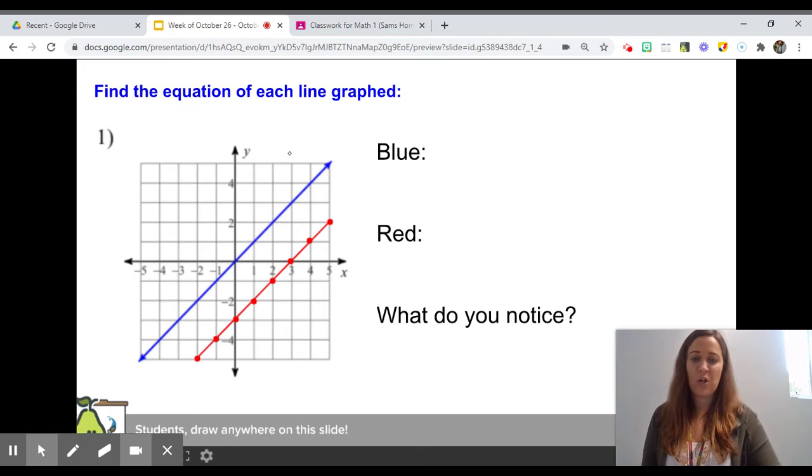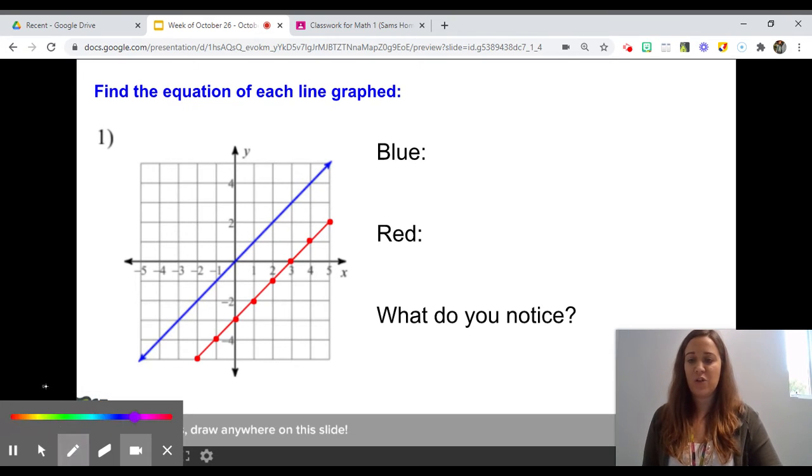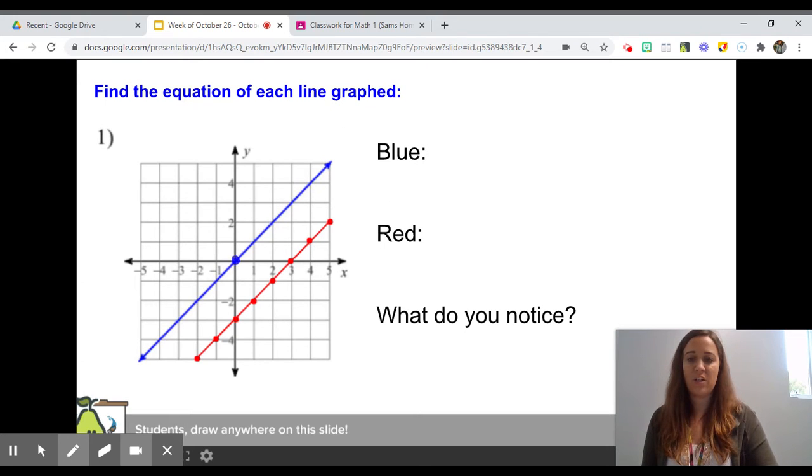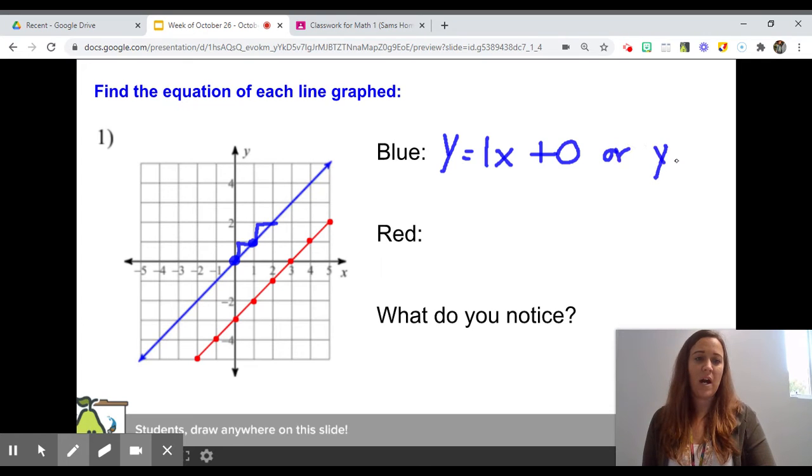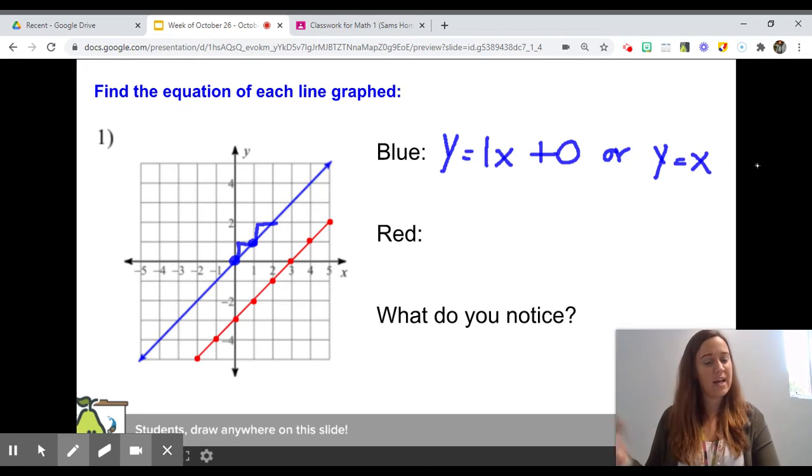In order to do so, we are going to be finding the equation of our blue line. So I'm going to use the pen tool and let's start finding the equation. Don't forget, we always need to look at the y-intercept and then find 2 points to use as slope. So the slope is up 1 over 1. So I'm going to do y is equal to 1x, and then we're going to choose plus 0. You could also write this as y is equal to x or 1x.